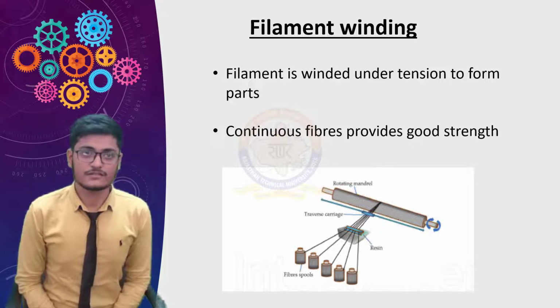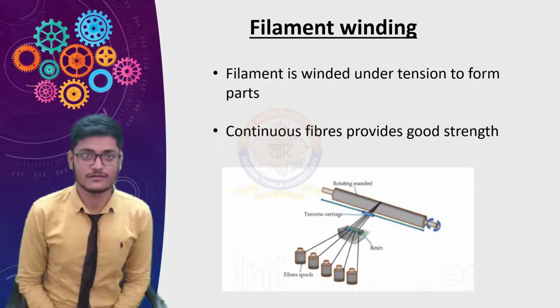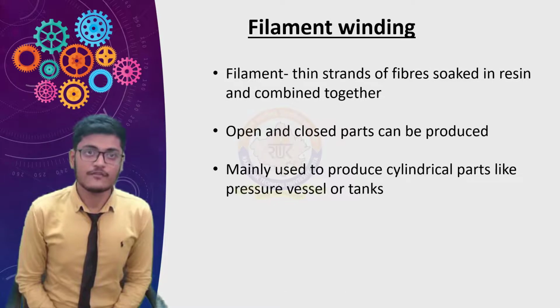Filament binding process. In this process, filament is bound at a high tension of a roller to make a part of very good strength. Due to the presence of continuous fibers in the filament, it provides good strength. The filament is made up of a combination of long fibers that are stuck together after getting soaked in resin. The fibers are themselves composed of a set of strands of long fibers. The making of the filament from the fiber strands is also a part of the filament binding process.